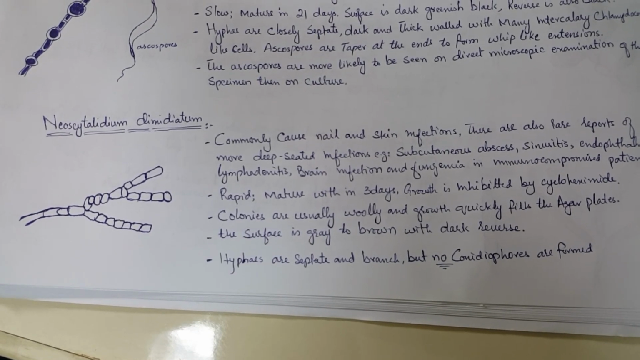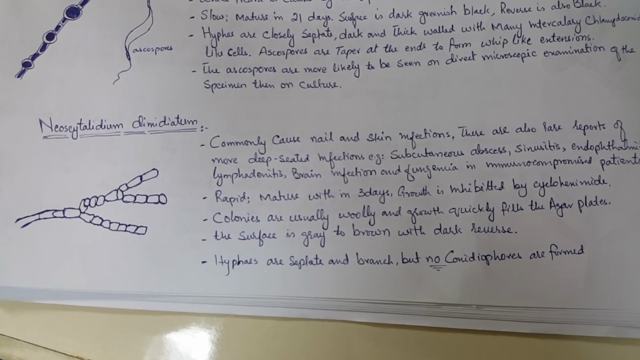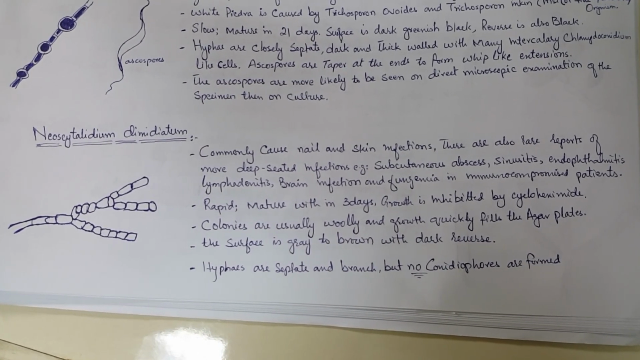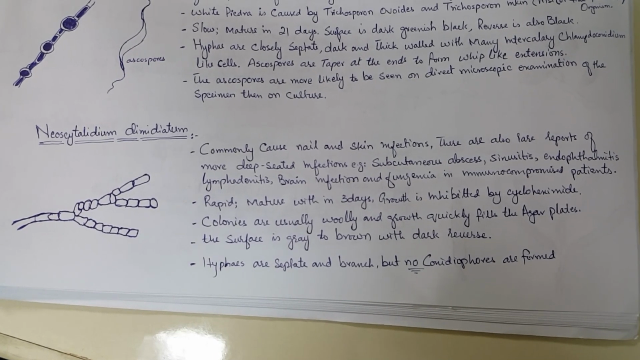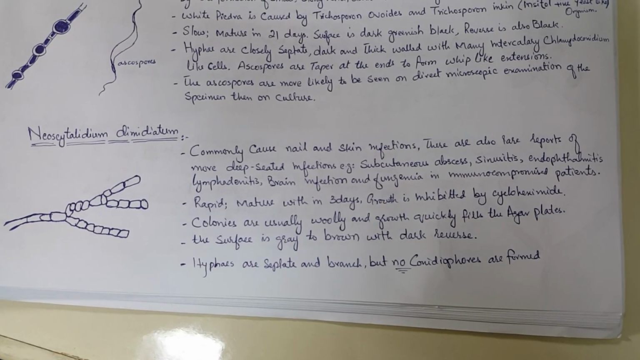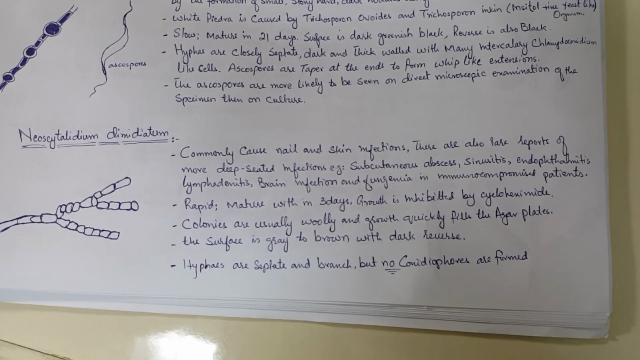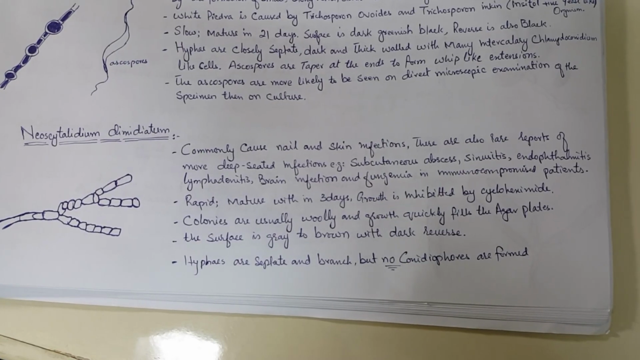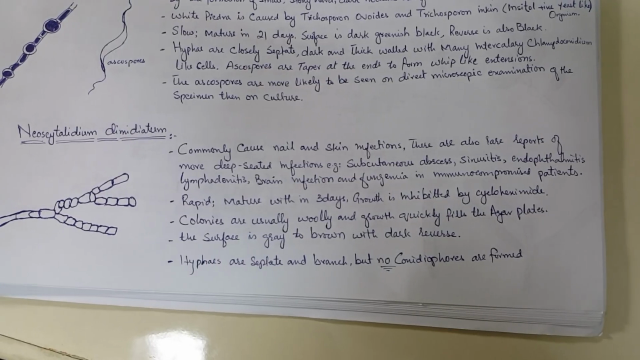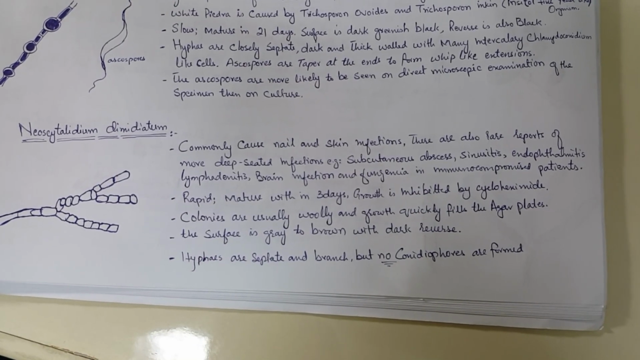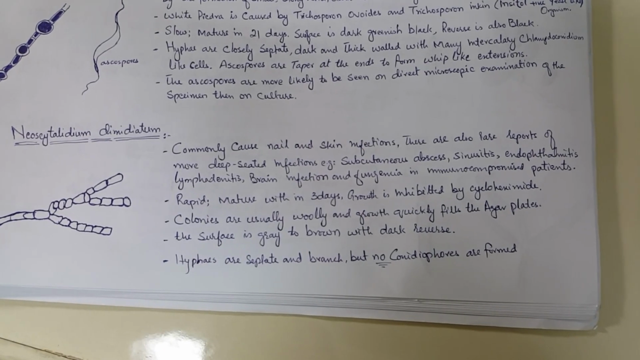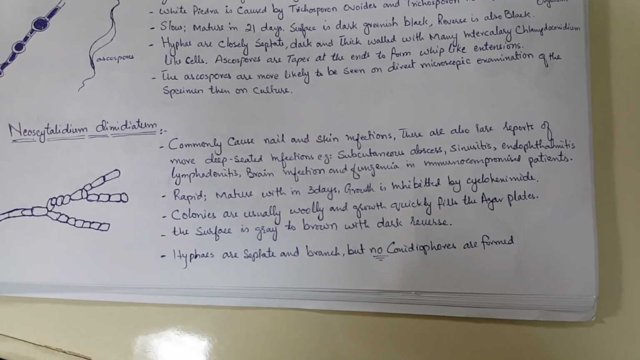Neoscytalidium dimidiatum commonly causes nail and skin infection. There are also rare reports of more deep-seated infection, for example, subcutaneous abscesses, sinusitis, endophthalmitis, and lymphadenitis, brain infection, and fungemia in immunocompromised patients. Rapid maturation, within 3 days; growth is inhibited by cycloheximide. Colonies are usually woolly and grow quickly to fill the agar plates. The surface is grey to brown with a dark reverse. Hyphae are septate and branched, but no conidiophores are formed.